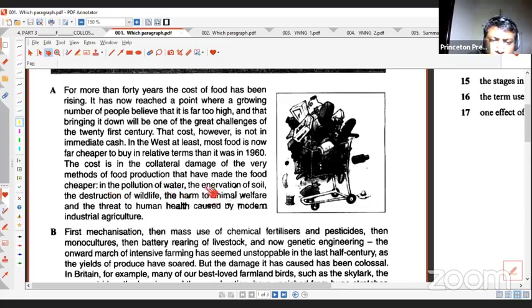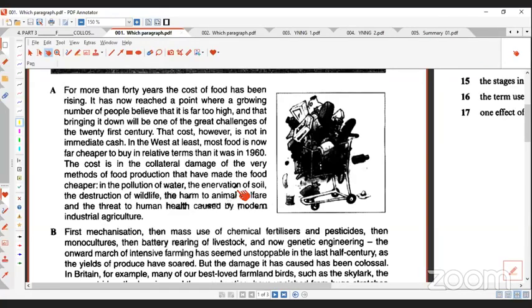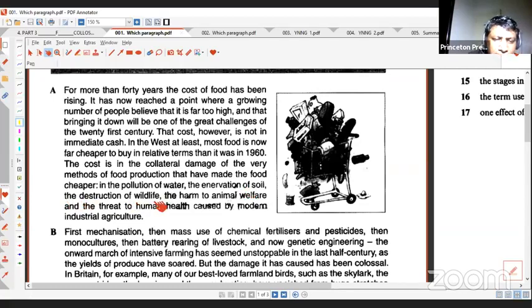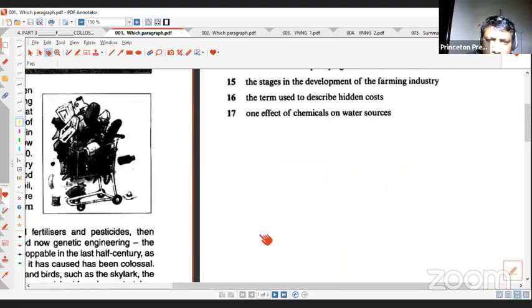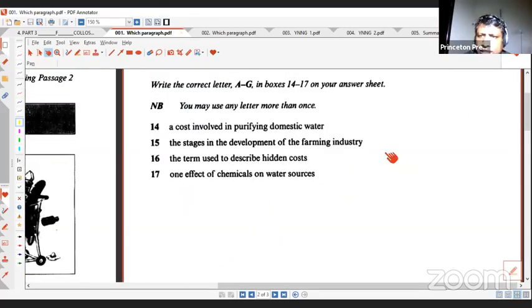The pollution of water, the degradation, weakening or damaging of soil, the destruction of wildlife, the harm to animal welfare, and the threat to human health caused by modern industrial agriculture. So they're saying it's not the only cost. The food cost has decreased, but the other costs have increased. If you add it up, the cost of food has increased. So which one is the correct answer?